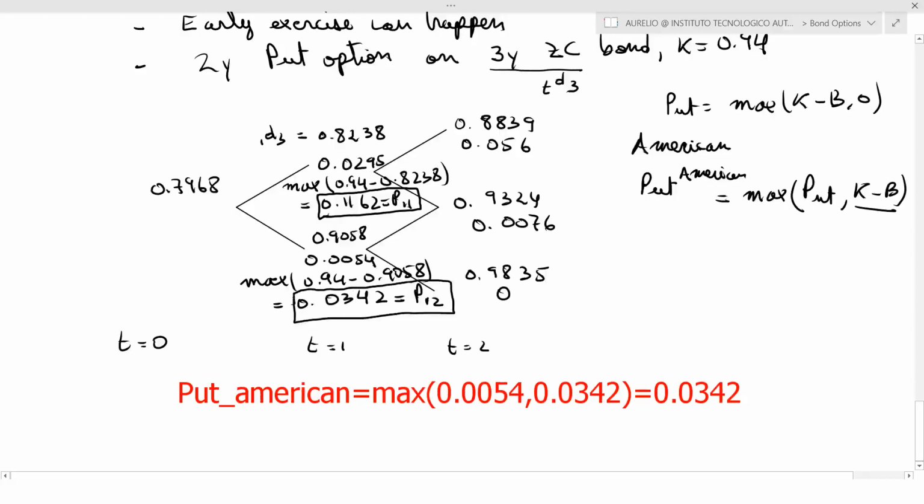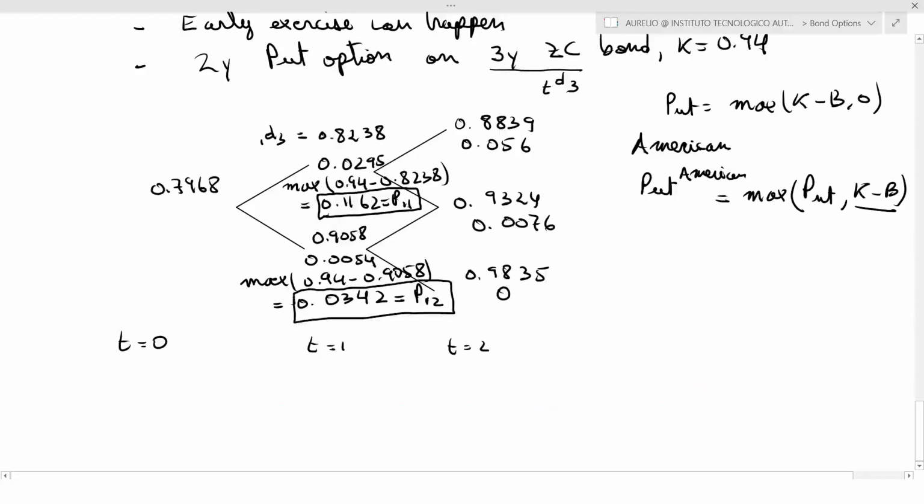So now the two new option prices changed from the European case. In the European case, it was this and this. Now, in the new one, it is P11 and P12. So now I need to get my put price at T equals 0. So I need to get two prices. The first one is going to come from replication.